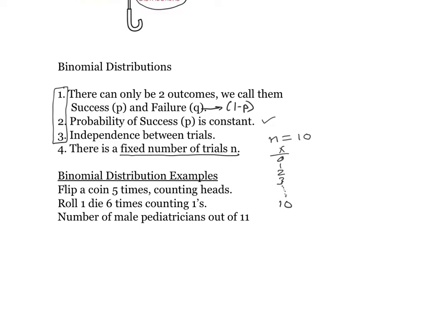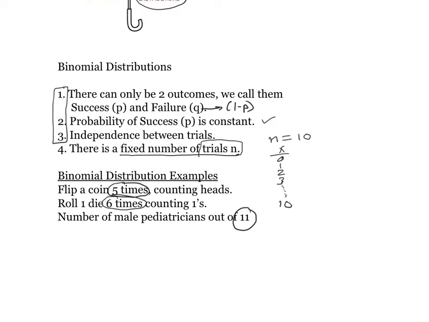Here are some examples of a binomial distribution. Flipping a coin 5 times, counting heads. Notice we know how many times we're going to flip it. Roll one die 6 times, counting ones. We know exactly how many times we're going to roll it. And the number of male pediatricians out of 11. That is also a specific n. So that's what we mean by a fixed number of trials.